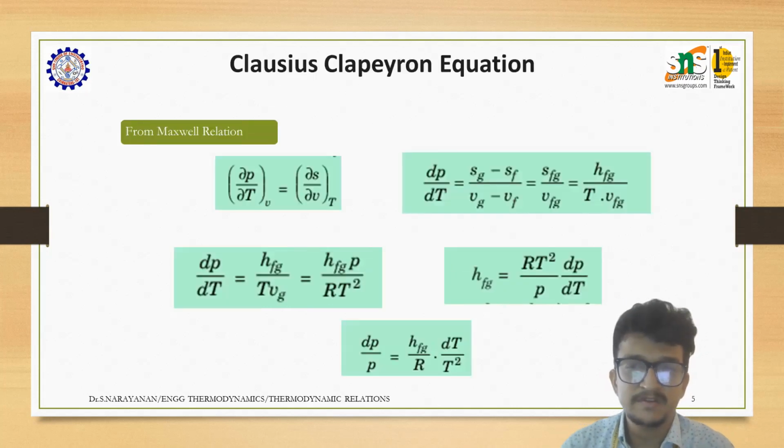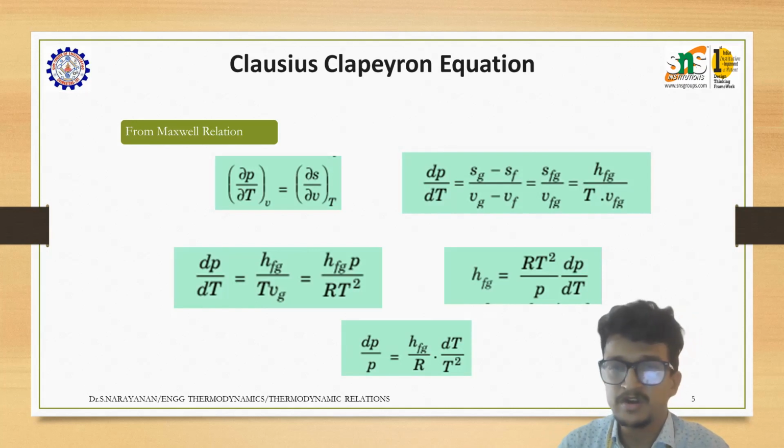So we are going to derive this Clausius-Clapeyron equation using one of the Maxwell relations which we derived earlier. The equation which talks about the rate of change of pressure and temperature we have to take. So this is the Maxwell relation we are going to take: ∂P/∂T at constant volume, that is the rate of change of pressure with respect to temperature at constant volume, is equal to the rate of change of entropy with respect to volume at constant temperature. So this is the relation which we are going to take.